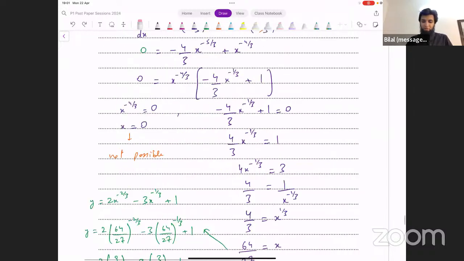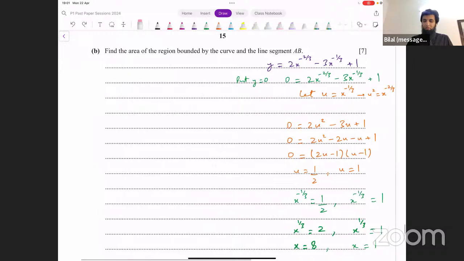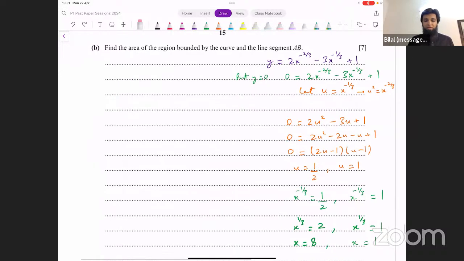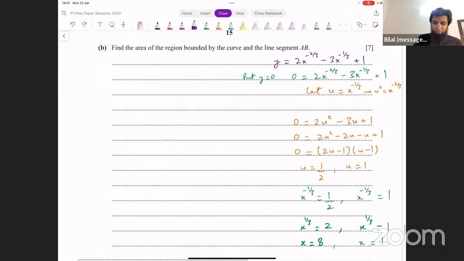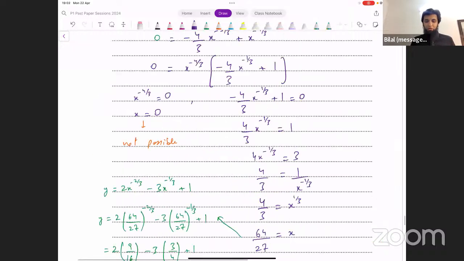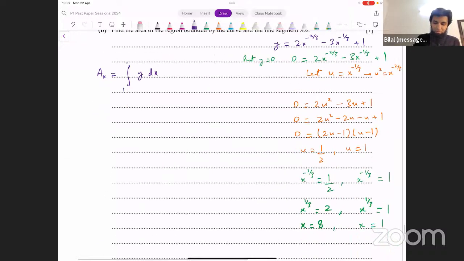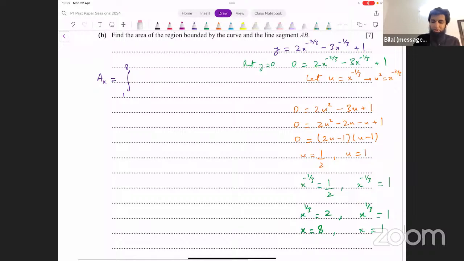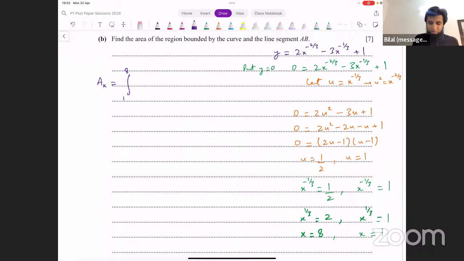And now we just have to integrate it, input those limits, and we would get that area. How do you find area between a curve and x-axis? Integration of y with respect to x, limits are from 1 to 8. Now, what's the function? Let's input that here directly. It's 2x raised to the power minus 2 over 3 minus 3x raised to the power minus 1 over 3 plus 1. We need to integrate this with respect to x, input those limits.